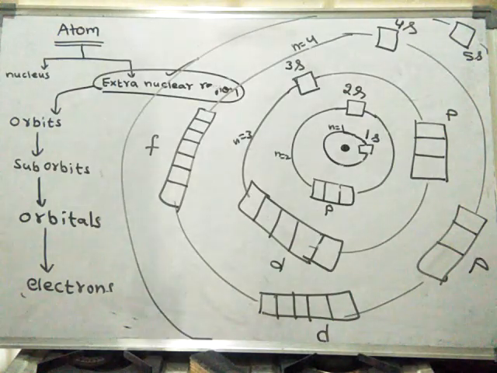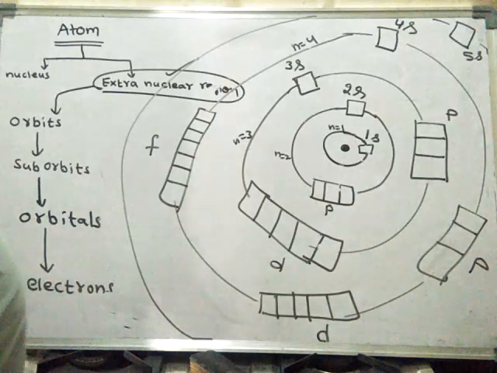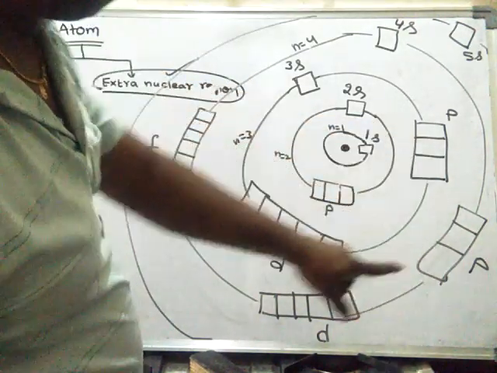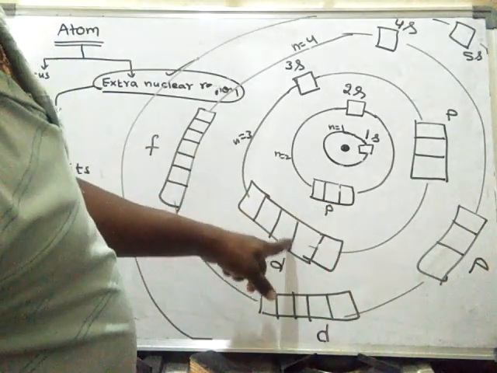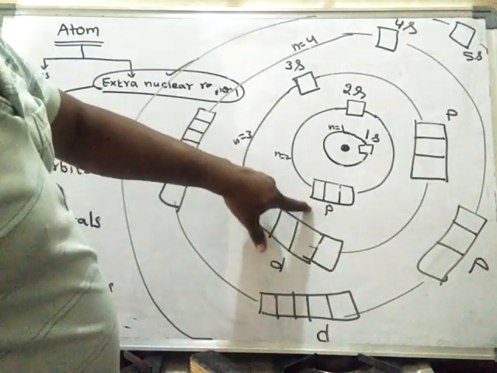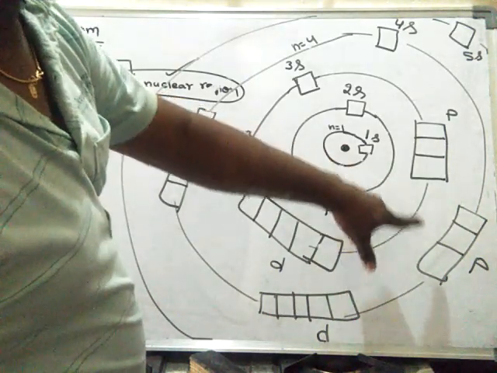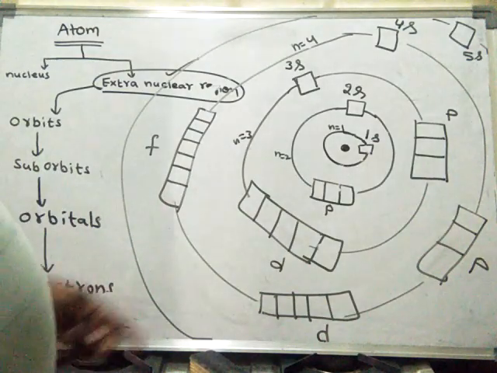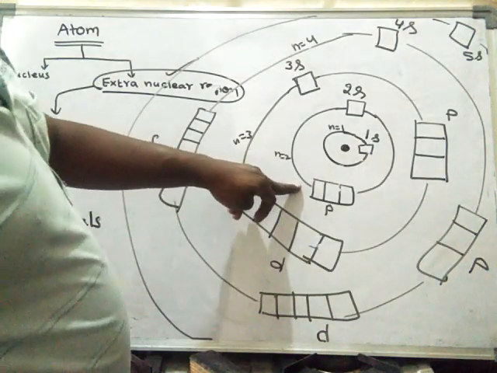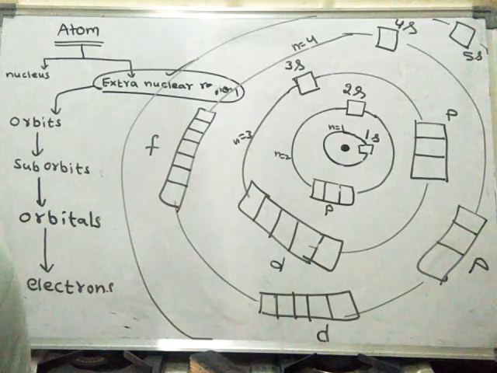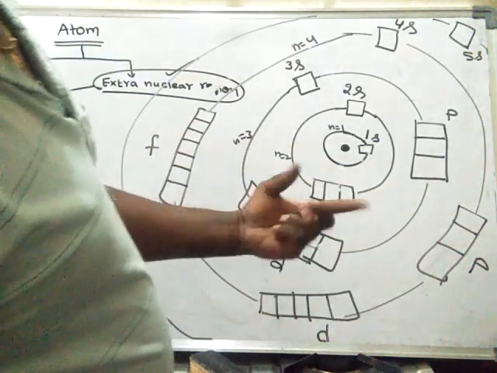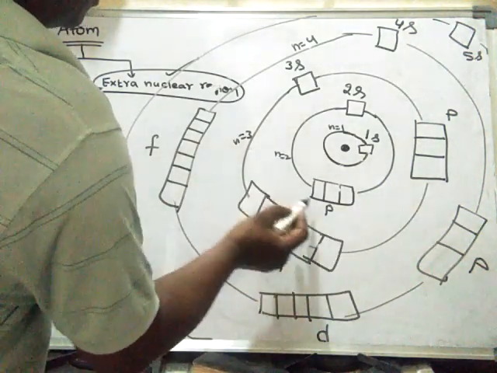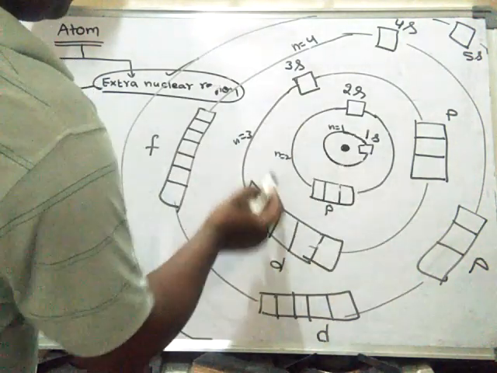Okay. Now here even P also. Because the P suborbit is present in the second orbit, in the third orbit, in the fourth orbit, in the fifth orbit, and in every orbit starting from the second orbit you will find a P suborbit. So in order to avoid confusion, because all of them look alike, we will write the orbit number along with the suborbit number.